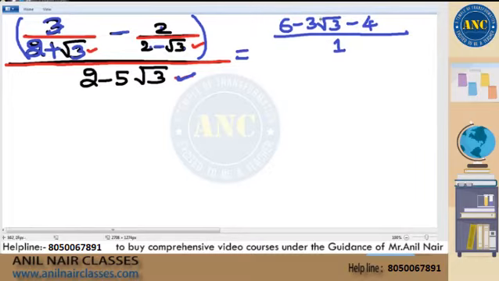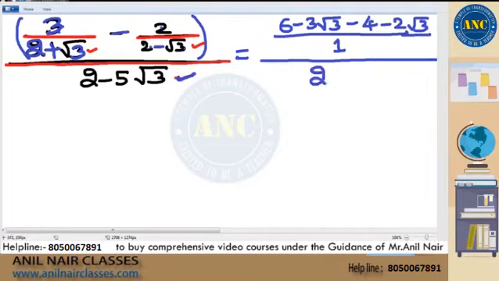Minus 2 into root 3 is minus 2 root 3. Right? It is minus 2 root 3. I believe the idea is clear. That common denominator, final denominator, I will keep it as it is now. Anything divided by 1 is nothing but the same thing.